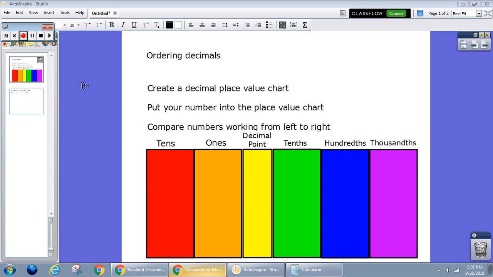Hey friends, here's a video to review how to order your decimals. So first thing you want to do is create your decimal place value chart. Remember, you could always turn your notebook to the side.